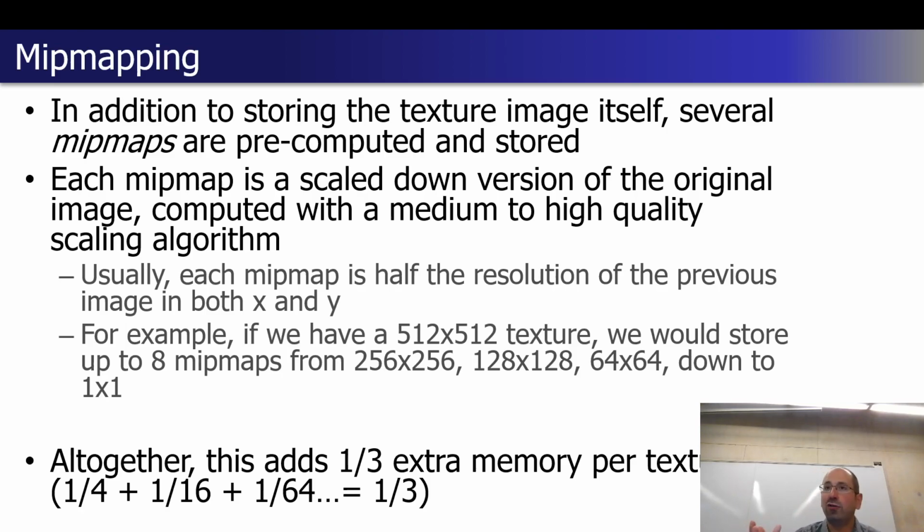So you store your 512 by 512. In addition, you store 256 by 256 all the way down to 1 by 1. And mathematically, that adds 1/3 extra memory per texture. So you're not actually storing or wasting a ton of extra memory in doing so.